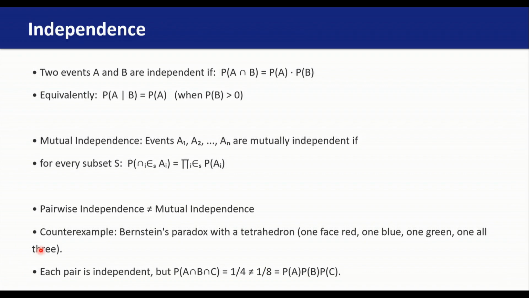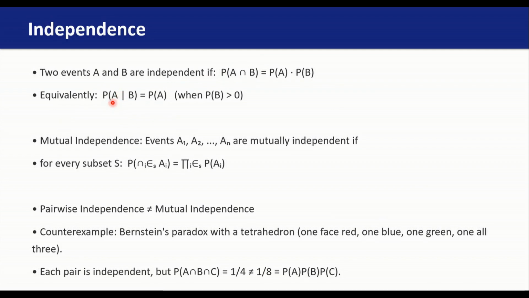Okay, now let's talk about independence. Two events are independent if knowing one does not change your belief about the other. Mathematically, A and B are independent if P of A and B equals P of A times P of B. Another way to say it: if P of B is greater than 0, then P of A given B equals P of A. These formulas about independence are equivalent.